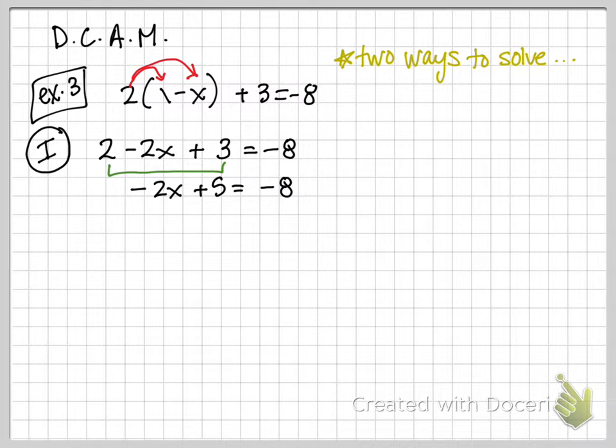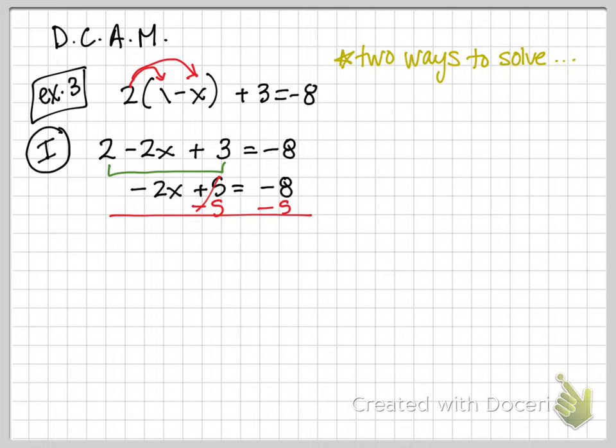How did you get rid of the 2 on the left side? Because isn't that a positive 2? First I combined the like terms. Oh, you just made it 5. Yes, so I made it 5. Got it. Okay, so we're going to subtract 5 on both sides.